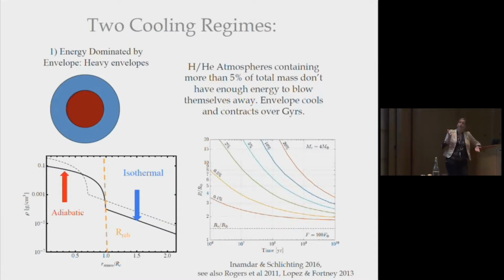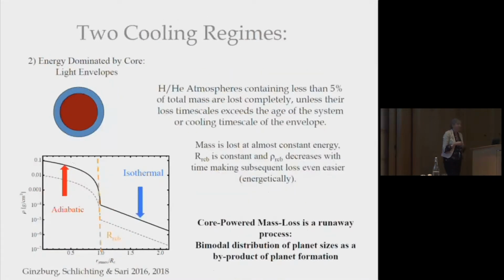You're in this regime when the heat capacity for cooling is dominated by the envelope, and that corresponds to typical cores that are modeled on the Earth, and a hydrogen-helium envelope when you have about 5% or more of the total mass in these envelopes. More interesting is the second regime, where this is reversed. So if you have only a few percent of the total mass in your envelope, then you actually have more thermal energy stored in your core that's available for cooling than binding energy of your envelope.